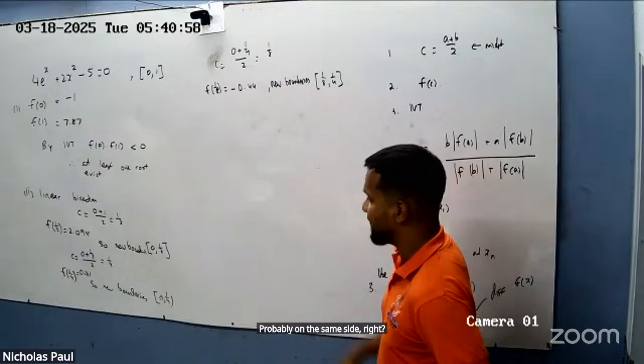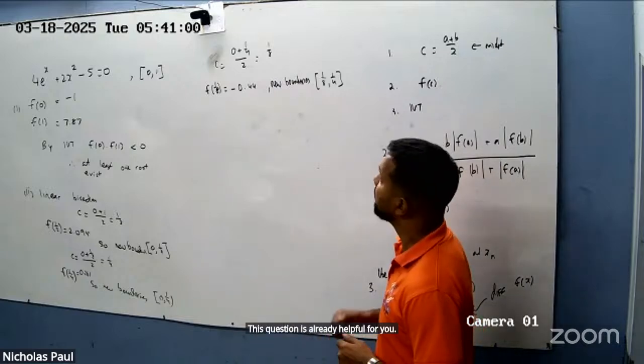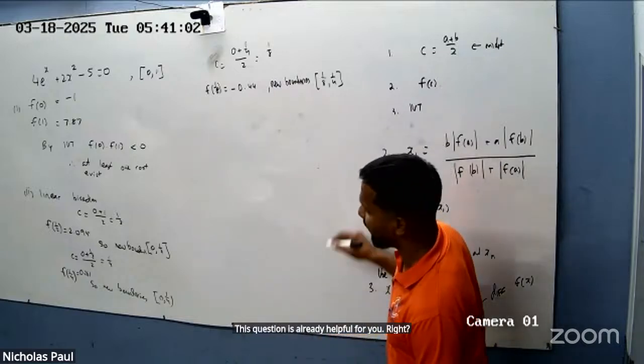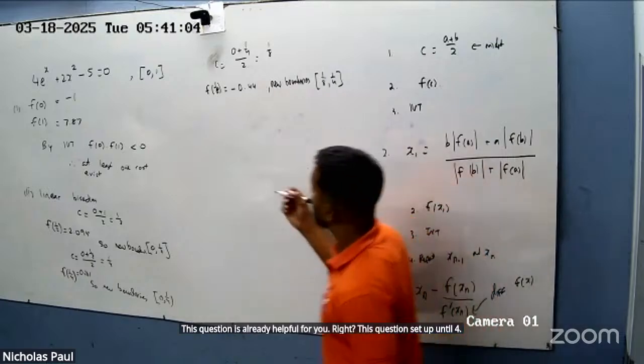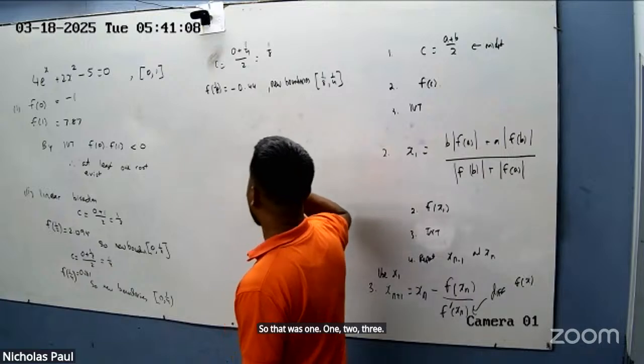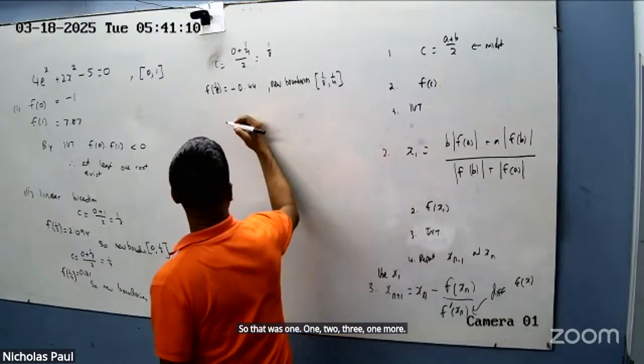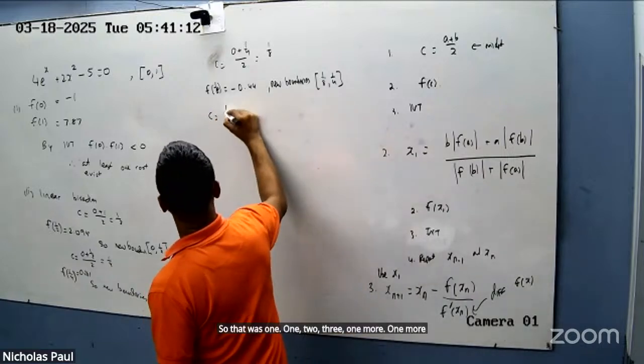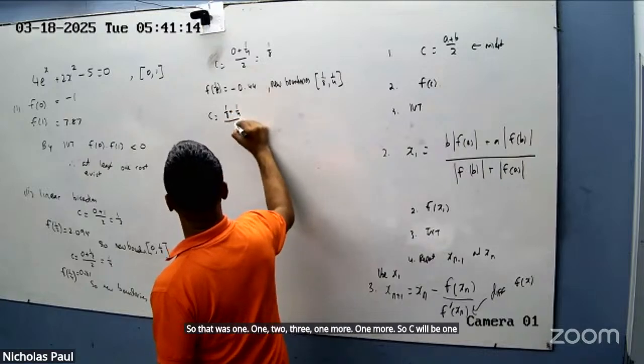This question said only up until 4. Right? So that was how much? 1, 2, 3. One more. So C will be 1/8 plus a quarter divided by 2.